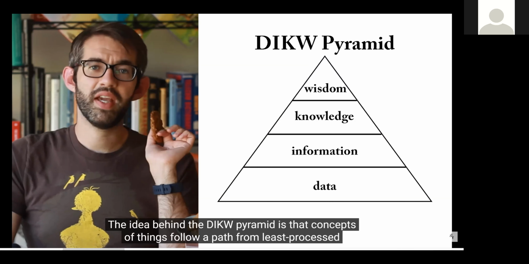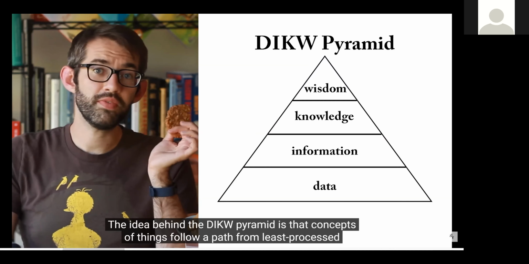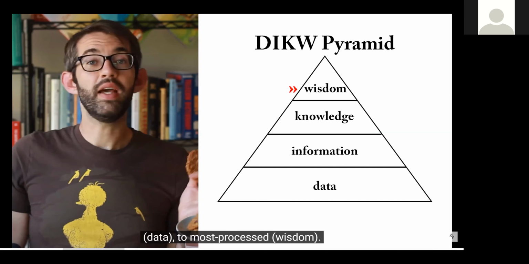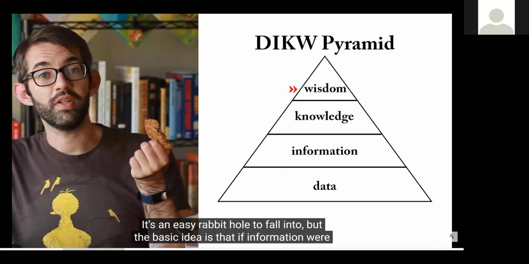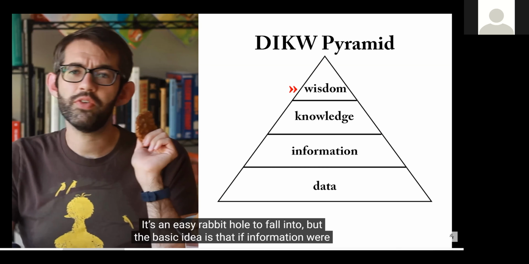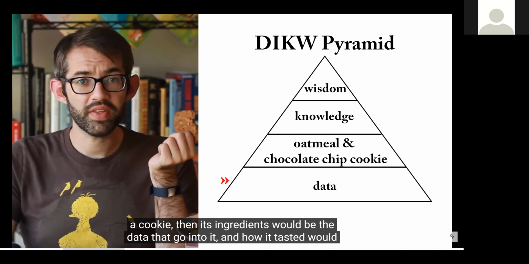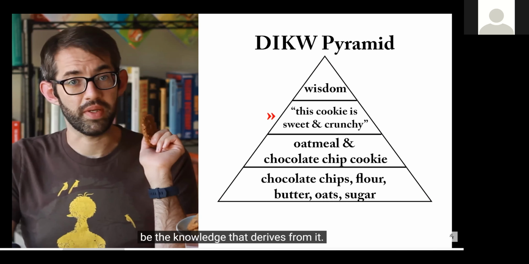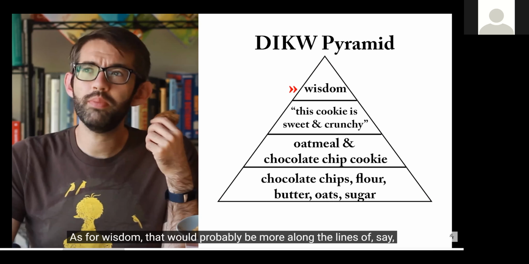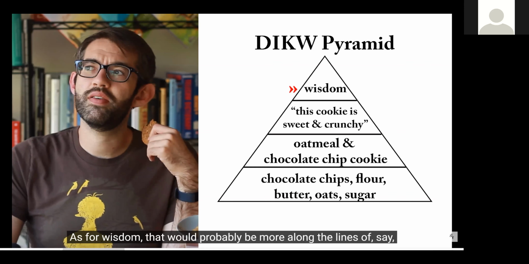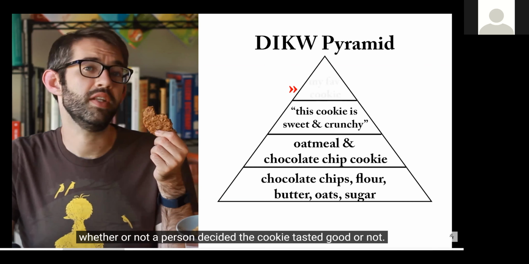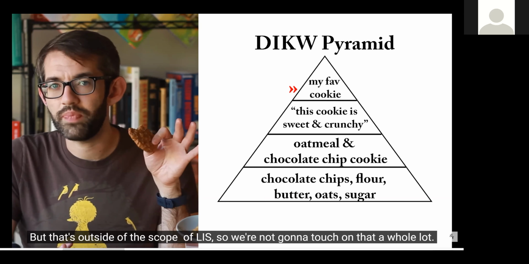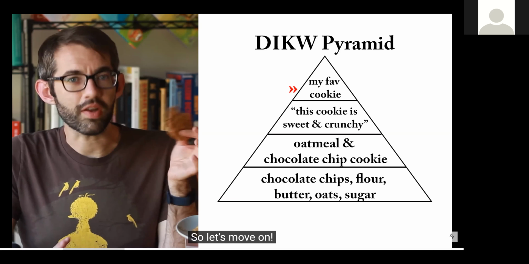The idea behind the DIKW pyramid is that concepts of things follow a path from least processed, like data, to most processed, like wisdom. It's an easy rabbit hole to fall into, but the basic idea is that if information were a cookie, then its ingredients would be the data that go into it, and how it tasted would be the knowledge that derives from it. Now, as for wisdom, that would probably be more along the lines of, say, whether or not a person decided the cookie tasted good or not. But that's outside of the scope of LIS, so we're not going to touch on that a whole lot. So let's move on.